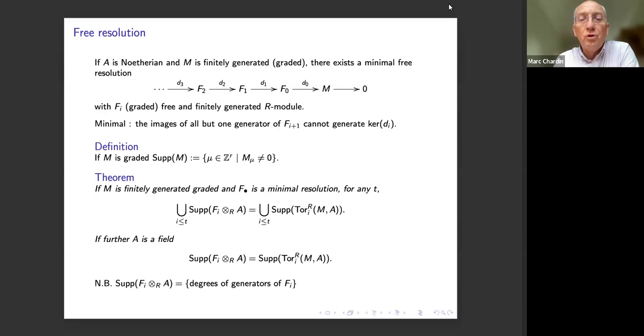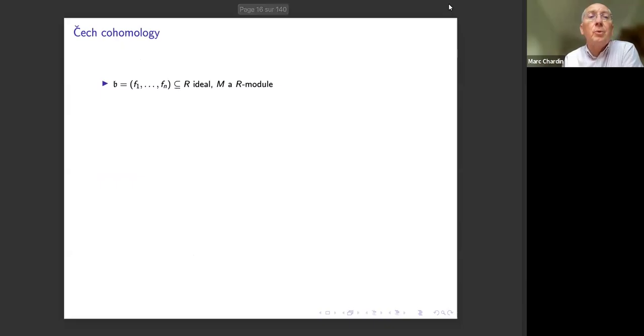Well, if you have a homogeneous ring, you only have this equality of these unions, up to something, but it gives you quite a lot about the degrees that appear in the free resolution in terms of these Tor modules. And the interest is that these Tor modules will be related to the cohomology modules, as we'll see in a moment. So let me recall what is Čech cohomology.